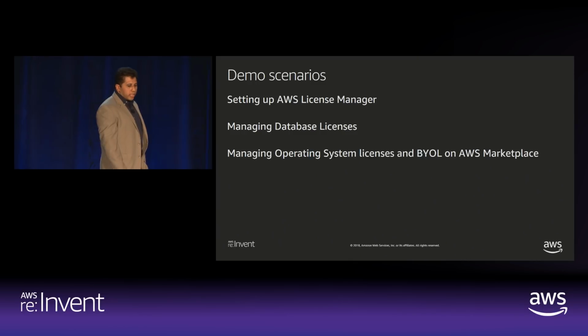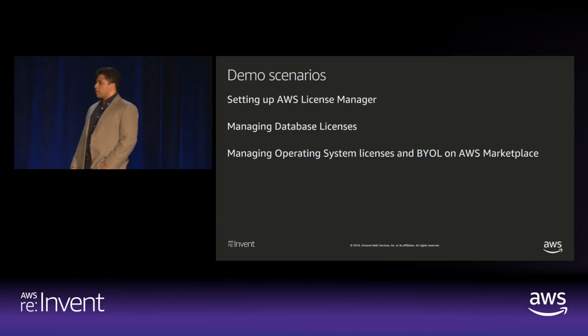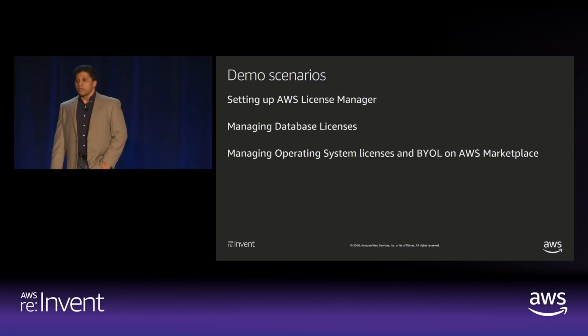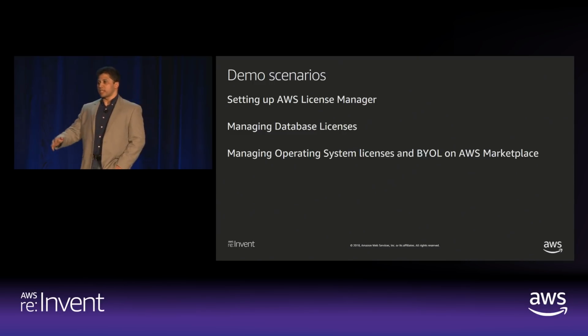Now that we have talked about the capabilities, we are going to go into the demonstrations. I have Anu with me, who is going to walk us through a few demonstrations of different license types. So she's going to show us how to set up AWS License Manager and how to set it up for managing licenses across AWS and on-premises and across multiple accounts.